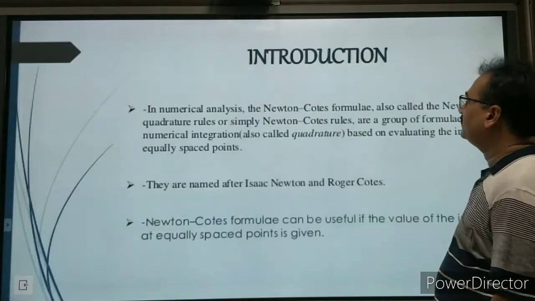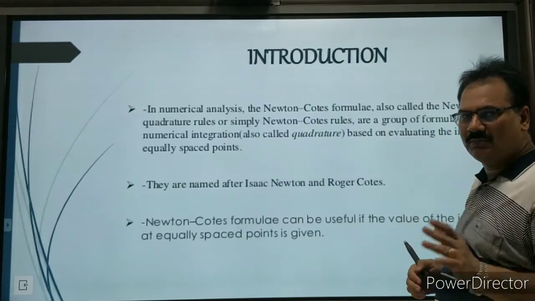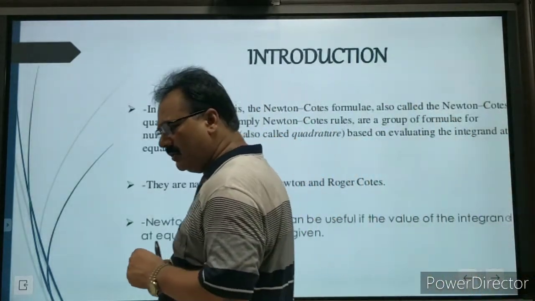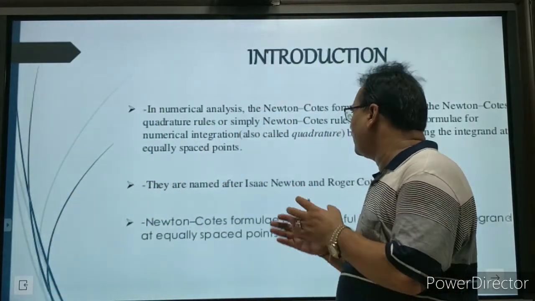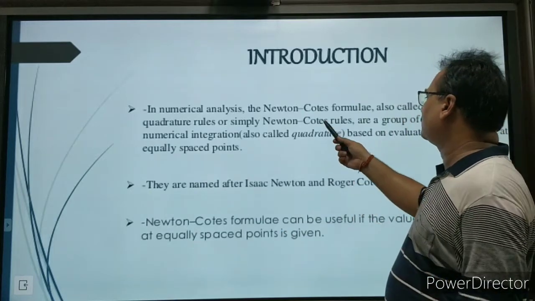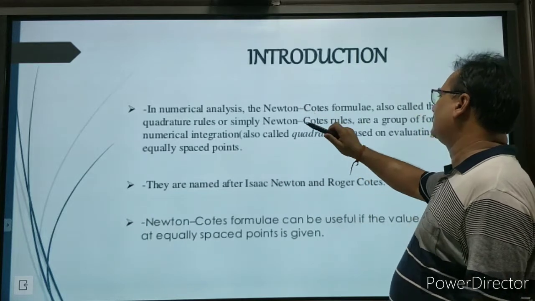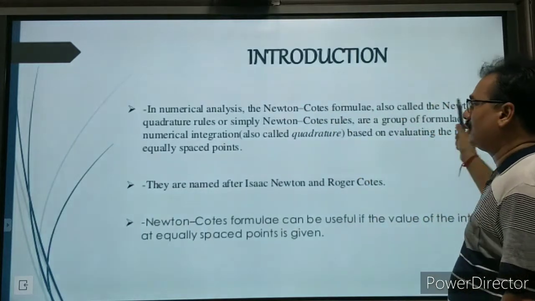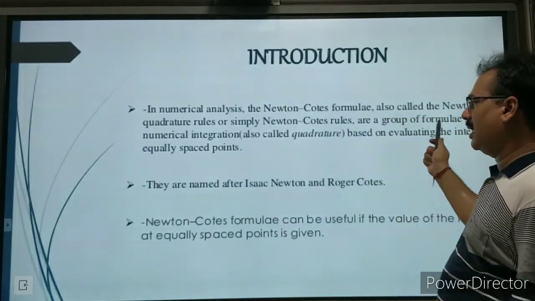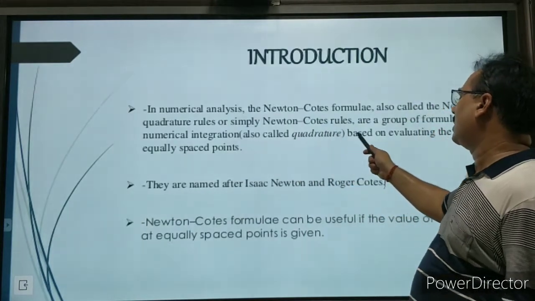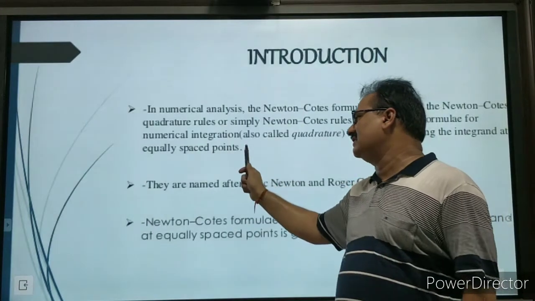Now in numerical analysis, all numerical integration emerges from the Newton-Cotes formula. Newton has given a very beautiful formula in combination with Cotes, and because of that this formula is called the Newton-Cotes formula. Also called the Newton-Cotes quadrature rules, they are a group of formulas for numerical integration, also called quadrature, based on evaluating the integrand at equally spaced points.